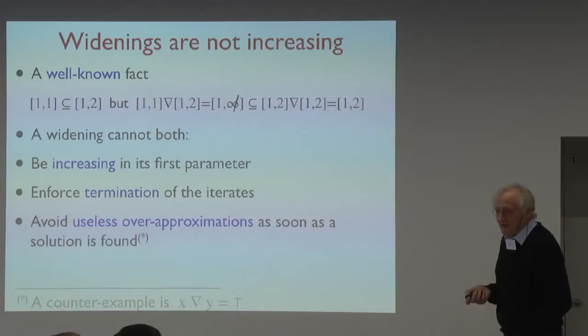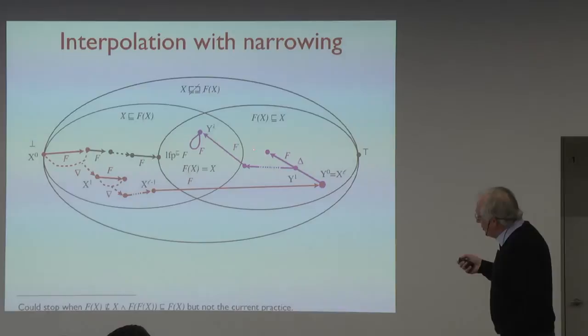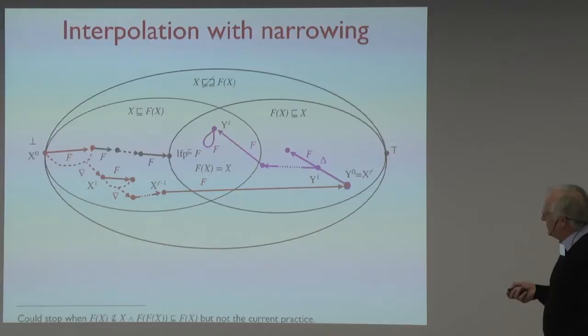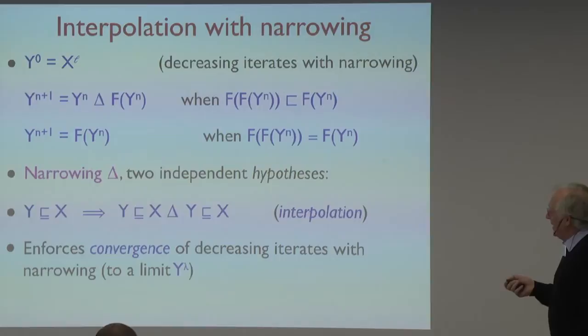So it's not good. So let's go to the narrowing. Let's show the picture first, maybe. When we were going down, you can go on going down maybe forever, and to slow down the progression, to enforce convergence when you go down, you can use a narrowing. So you start from the point that you have reached previously, and then you narrow the previous iterate by the next one when you strictly decrease, and you take the next iterate to be the solution when the next iterate is a fixed point.